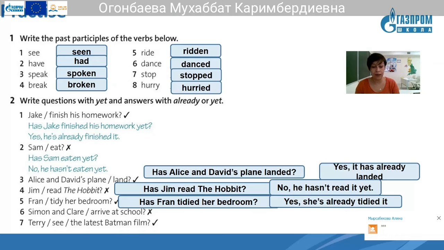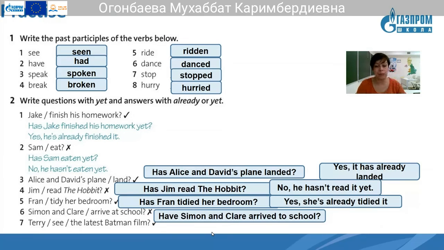Simon and Claire arrived at school. Yeah, perfect, Dania. Not has. Simon and Claire, they are two, that's why we use have. We use has in third person singular. Guys, please keep it in your mind. Have Simon and Claire arrived at school? Perfect answer. A negative answer should be there, so go ahead.